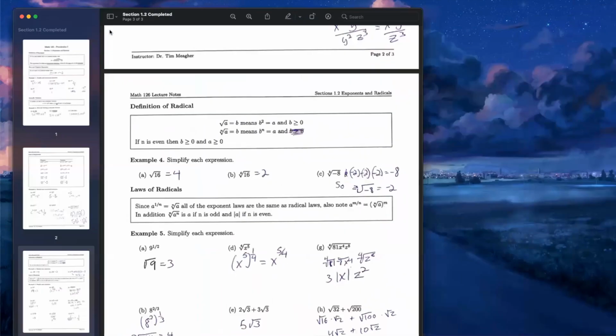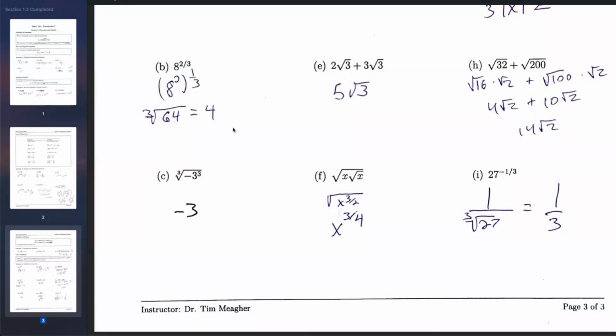Let me just show you my answer key real quick for those who are still writing stuff down.